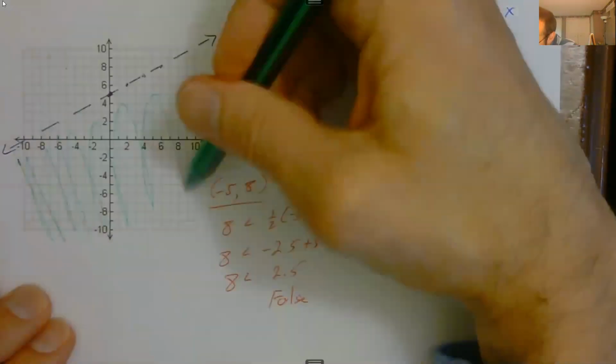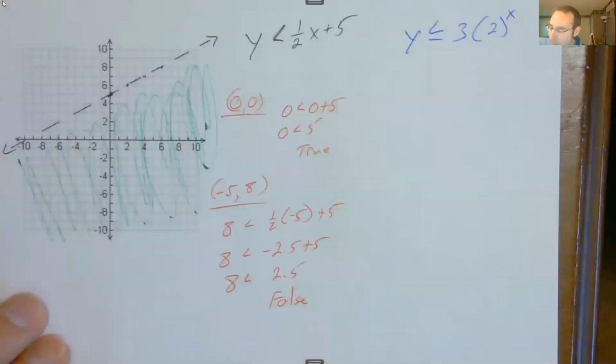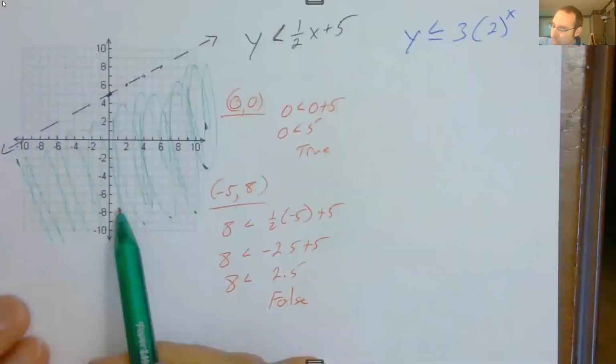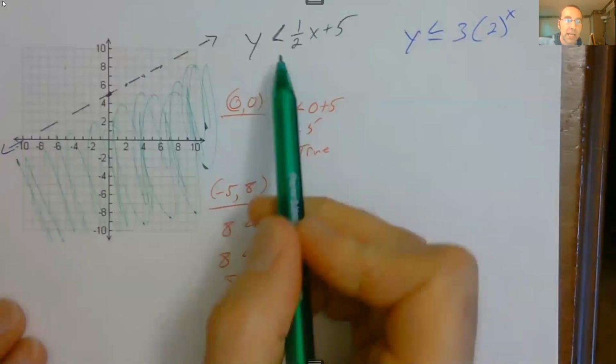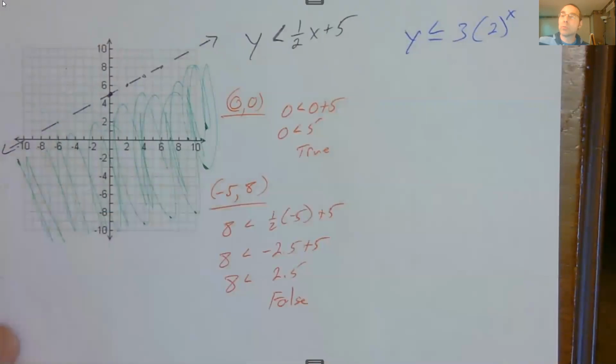So that's going to be all of this. Again, everything in the green region, if I pick any point in that green region and plug that into this inequality, I'm going to get a true statement. Anything up here will not give me a true statement. That's what we're representing on this graph here.